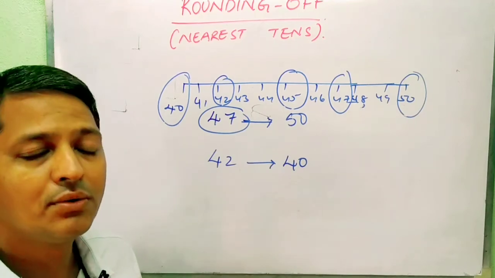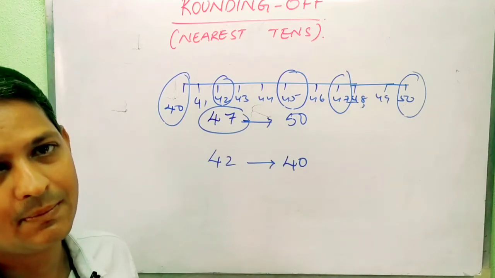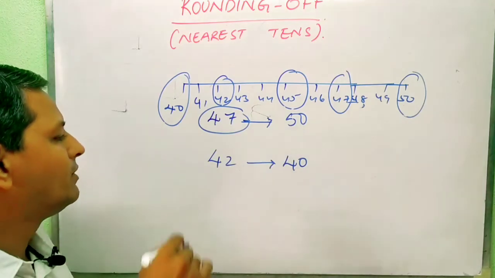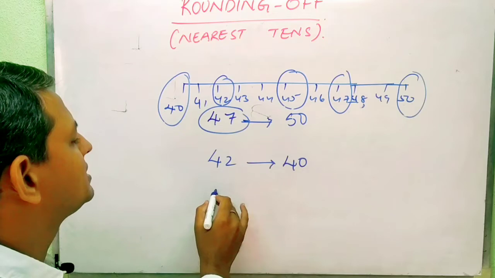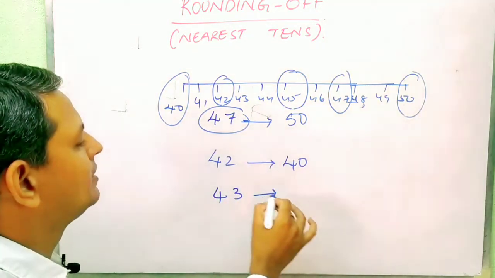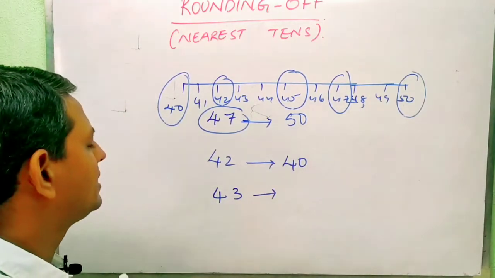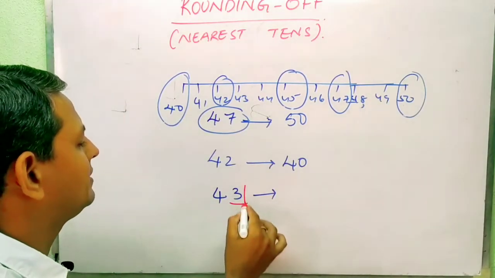Whenever we want to write the nearest 10 of a number, we need to check which digit is in the ones place, like in 43. So what is the digit in the ones place? The digit in the ones place is 3.